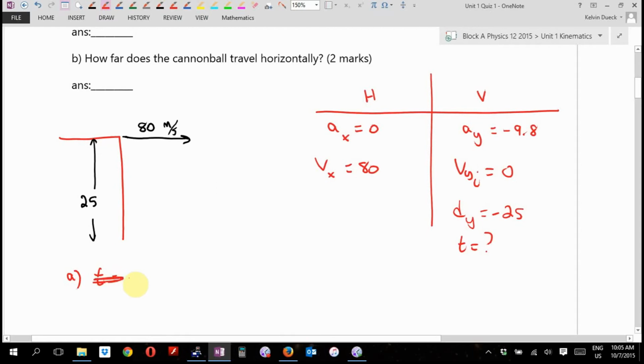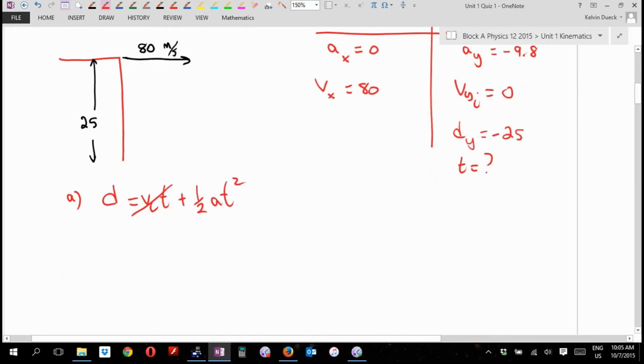It's going to be d equals v_i t plus a half a t squared. That's going to cancel. I'm going to get the t by itself. How? Times by 2, divide by a, square root. t is going to be the square root of 2 times d over a. It's going to be 2 times negative 25 over negative 9.8.